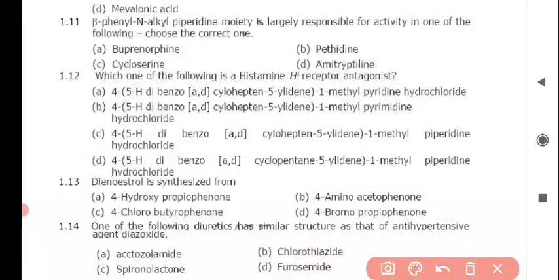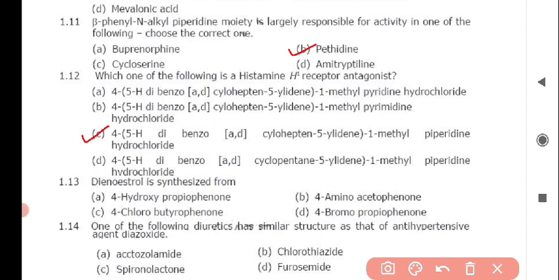Next question is, beta-phenyl N-alkyl piperidine moiety is largely responsible for activity in one of the following. Choose the correct one. So the correct answer for this is option B, that is pethidine. Next question is, which one of the following is a histamine H1 receptor antagonist? So the correct answer is option C, that is 4,5-dihydro-dibenzo cycloheptene, 5-ylidene, 1-methyl piperidine hydrochloride.